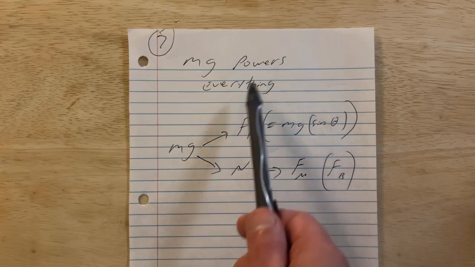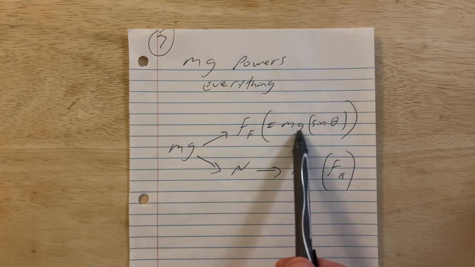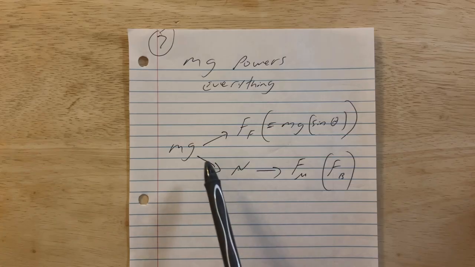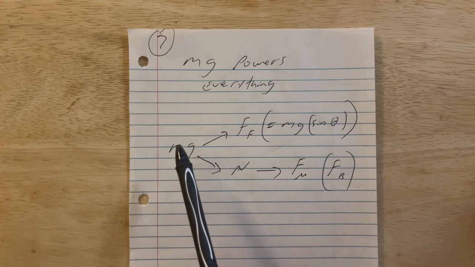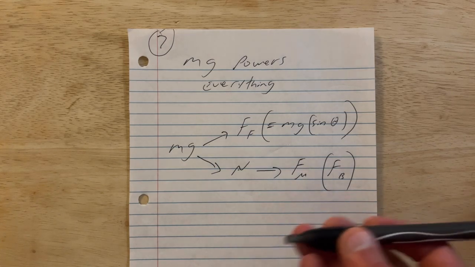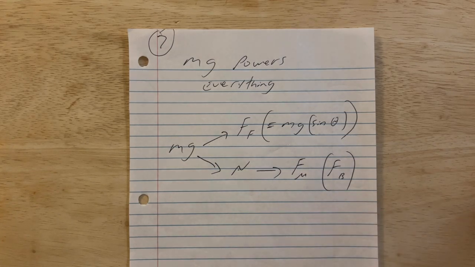mg, or the weight, powers everything. mg gives you your forward force, as I just showed, which is mg sine theta. This also gives you your normal force. Sorry, I should say mg gives you your normal force, and that normal force gives you your frictional force, which is the backward force that pulls things backwards from friction.